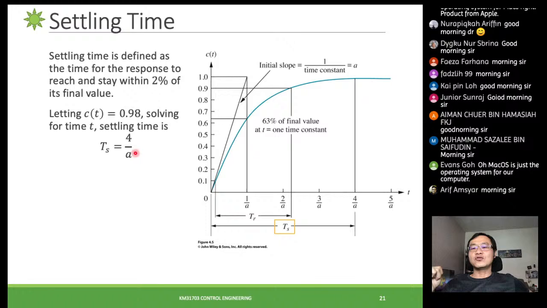So that is the importance of knowing what the pole is, and then what the time constant is, and from that you will get the settling time and rise time to define the performance specifications for your first order system.